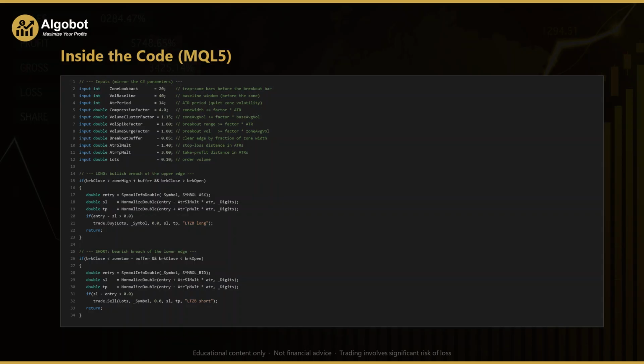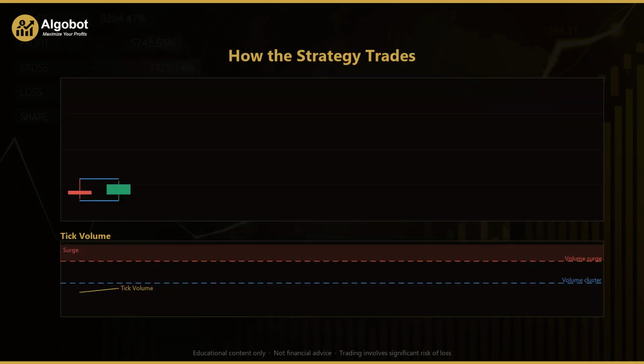Notice that both sides are fully symmetric. The market itself chooses the direction, and the same volatility-based risk framework manages either trade. Let's bring the whole strategy to life on a chart. On screen, you'll see a candlestick sequence with two horizontal lines marking the trap zone, an upper edge and a lower edge, and below the price you'll see a tick volume panel showing how participation builds and surges. We'll walk through a long trade first, then a short trade.